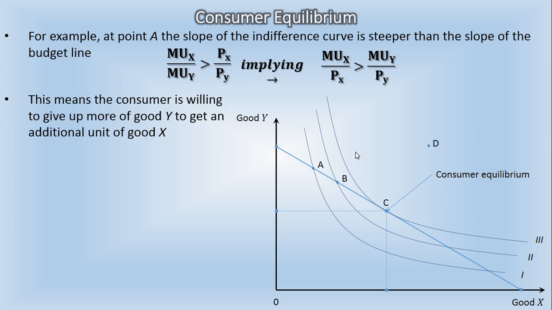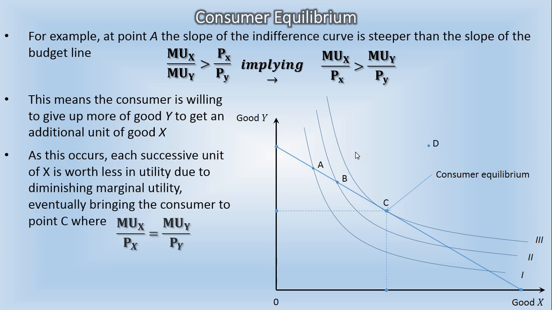So this means the consumer is willing to give up more of good Y to get an additional unit of X over here at point A. As this occurs, each successive unit of X is worth less in utility due to diminishing marginal utility, eventually bringing the consumer to point C, where we're back at the point where the marginal utility per dollar spent is equivalent across all goods, as I said.